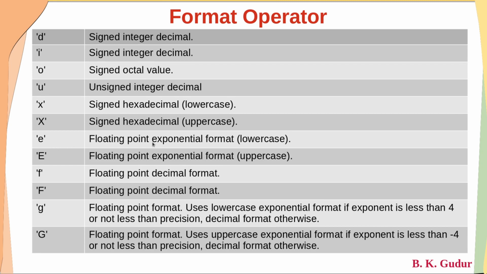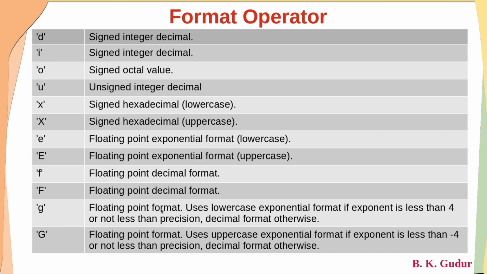Similarly, e is for floating point exponential format in lowercase, and capital E for uppercase. f is for floating point decimal format, lowercase, and capital F for uppercase. Both are for floating point numbers only. And g is floating point format that uses lowercase exponential format if the exponent is less than -4 or not less than precision, and decimal format otherwise.